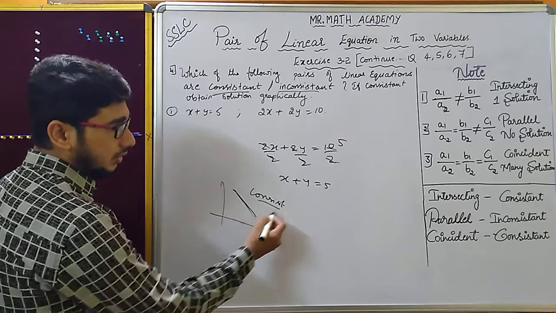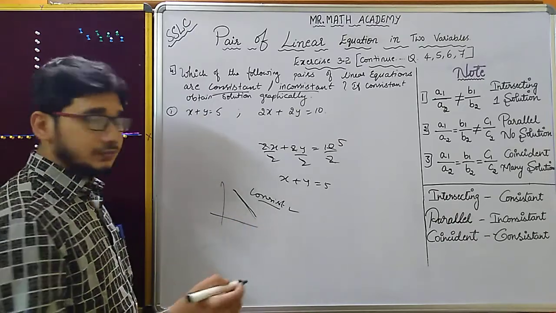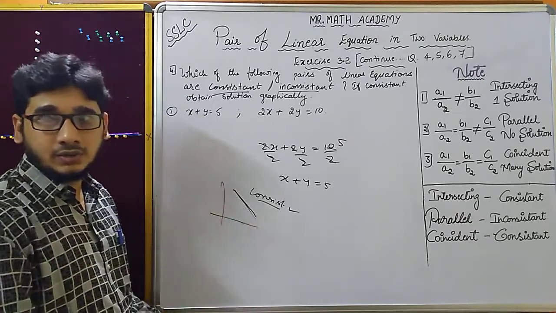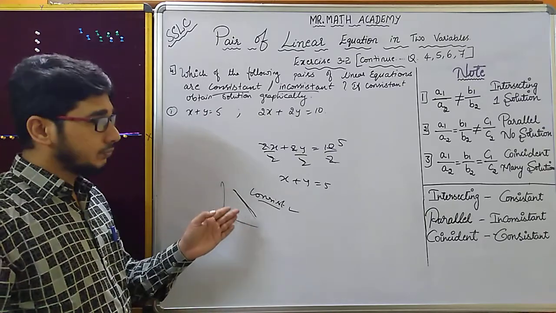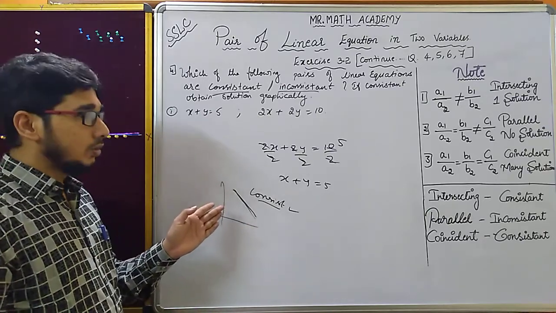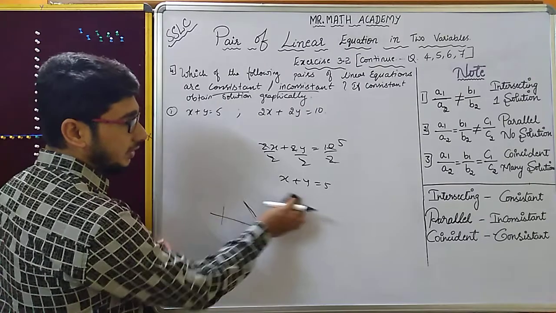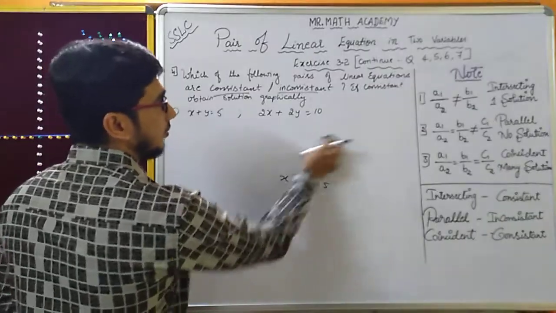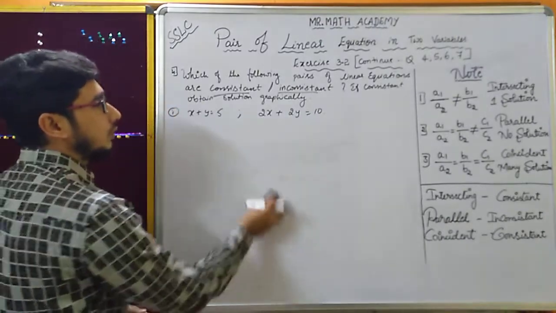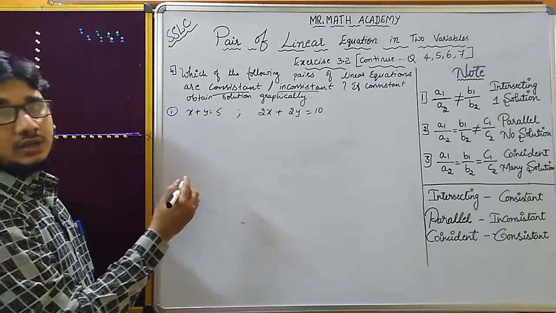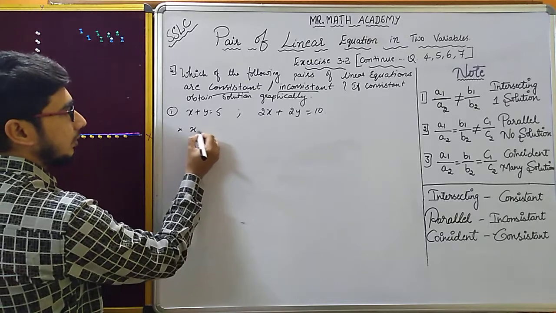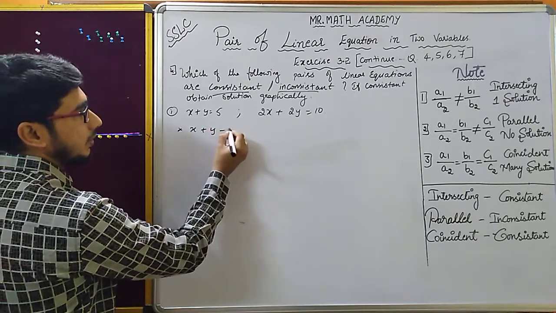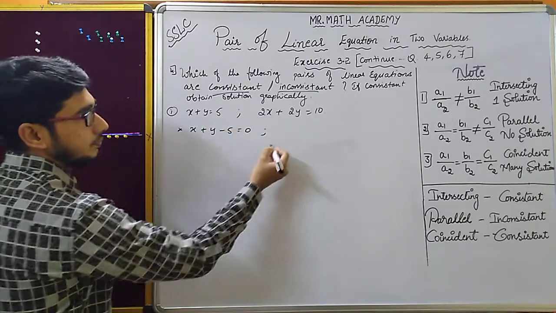So these are the two conditions: one, it is consistent, another, it is graphical. This graph is coinciding. So how to find out? There is a method we have to follow so that we get the allotted marks. What we have to do first is put it in the standard form: x plus y minus 5 is equal to 0.